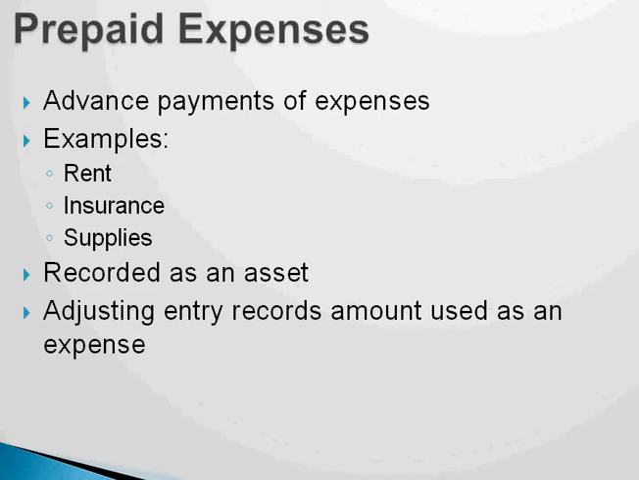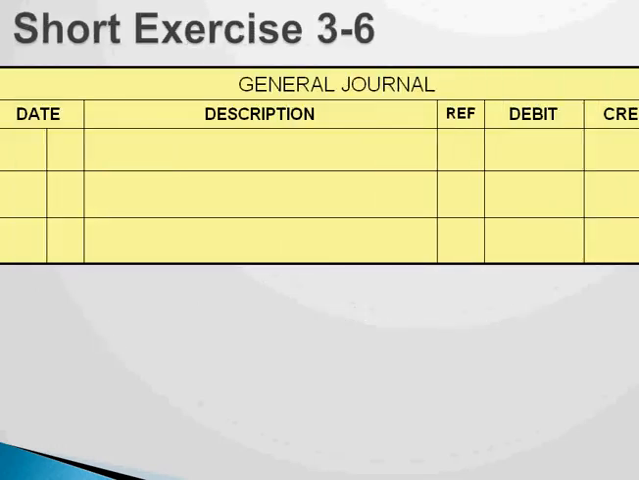As the rent, insurance, or supplies are used over time, we make an adjusting entry at the end of the period to reflect the amount that's been used up as an expense. The adjusting entry reflects the amount of rent or insurance or supplies we've used up since the last accounting period.